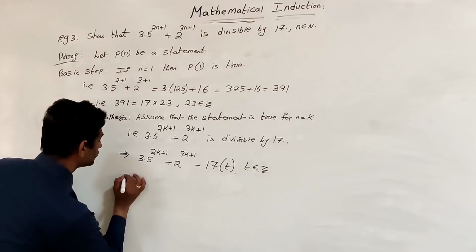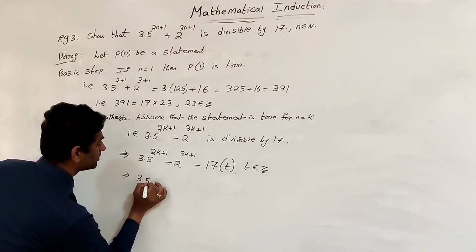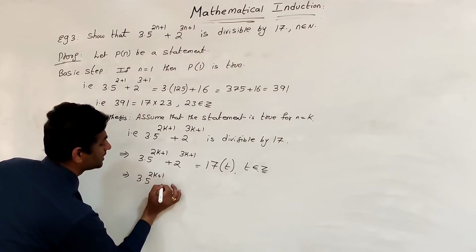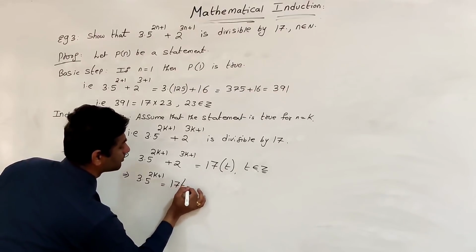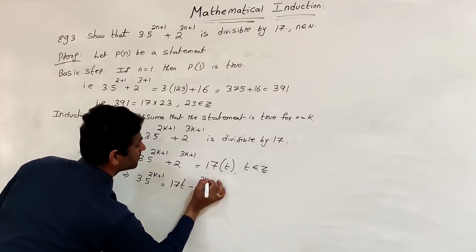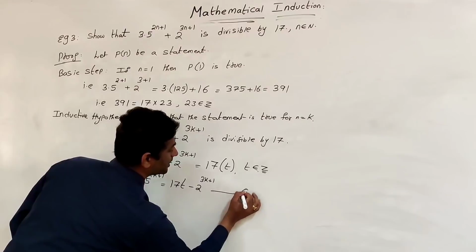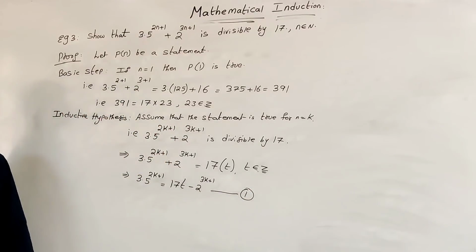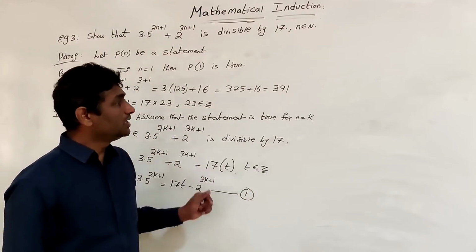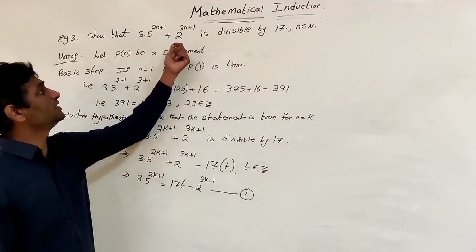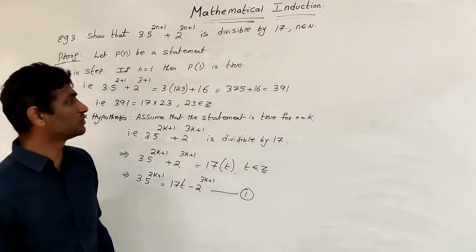So from this what we can write: 3 into 5 to the power of 2k plus 1 can be written as 17t minus 2 to the power of 3k plus 1. So that is equation 1. Now in the inductive step we have to show that this statement is also true for n is equal to k plus 1.